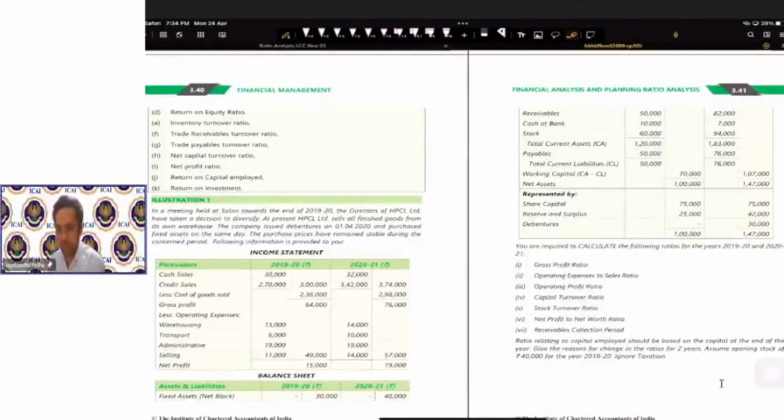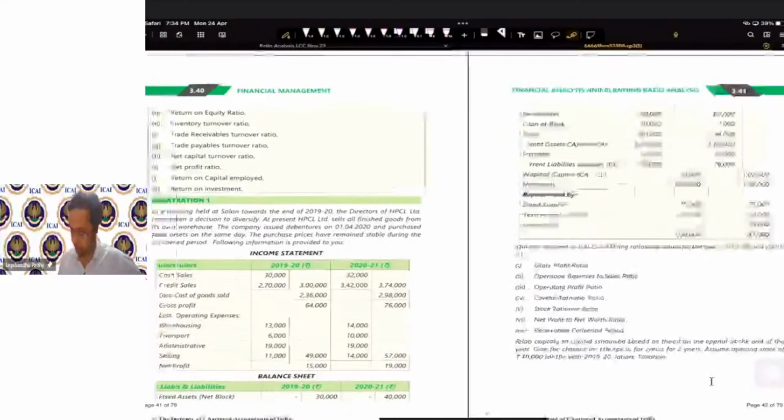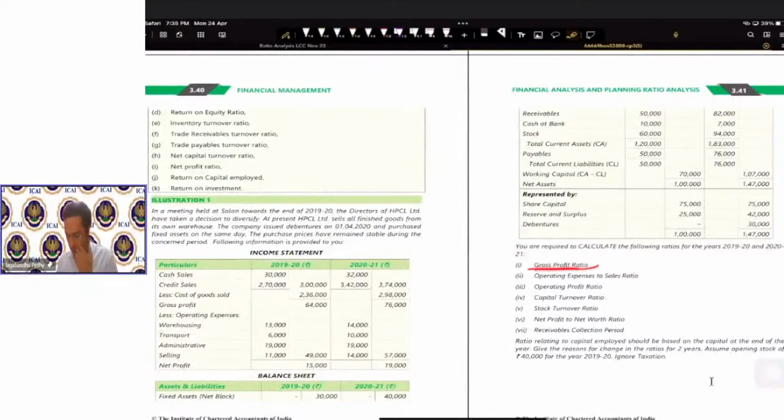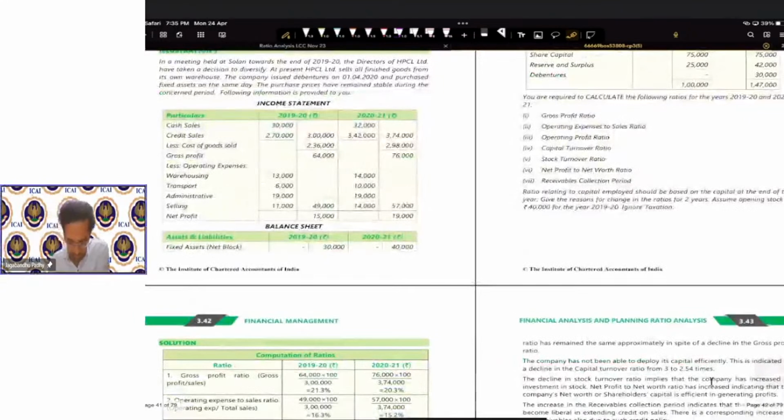Whenever you're calculating a ratio that needs averages, if the information is given, you can take the average. If no such information is given, then you can take the closing balance. So for example, let's say you're required to calculate the following ratios for the year 1920 and 2021. We need the gross profit ratio. For that, we need the gross profit, divided by the sales amount. So 64,000 divided by 3 lakh, and 76,000 divided by 3 lakh 74,000. That's your gross profit ratio.